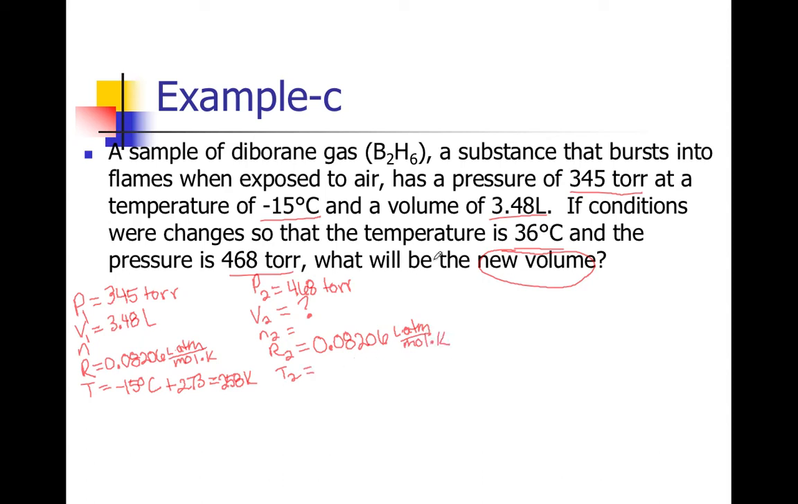And then our second temperature is 36 degrees Celsius. So we need to add 273 to that. And that is going to give us 309 Kelvin.